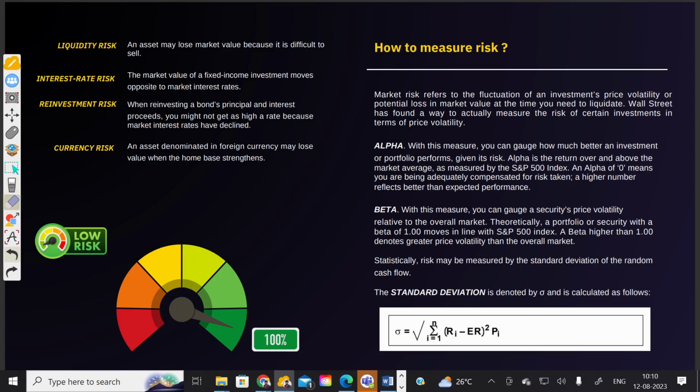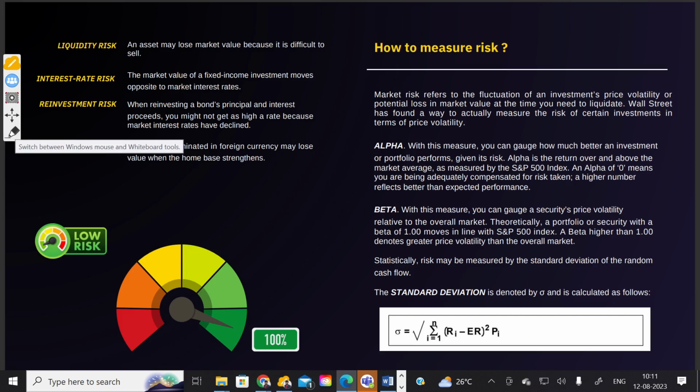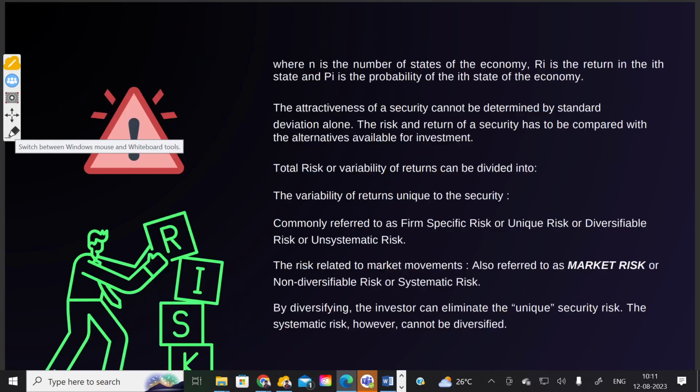Now I hope you got the idea about risk and the different types of risk and how you can measure it. Then there is the number of states of the economy, which is, let's say, the return and the probability of the state of economy.